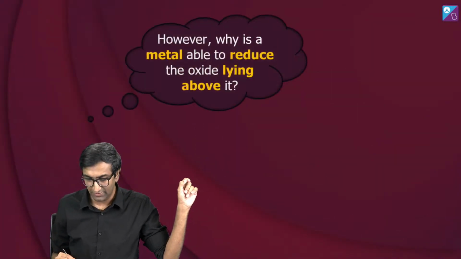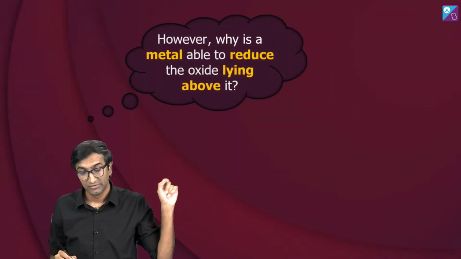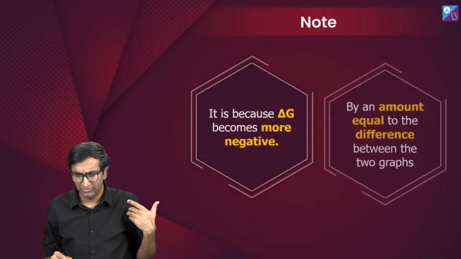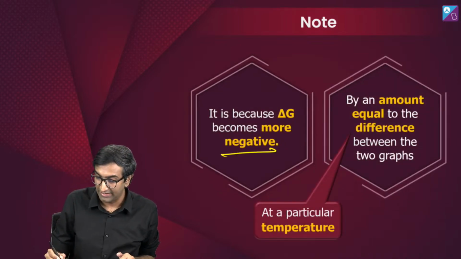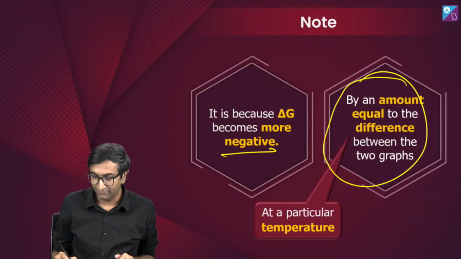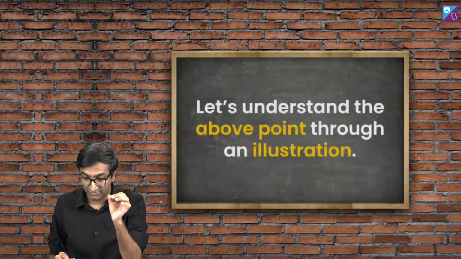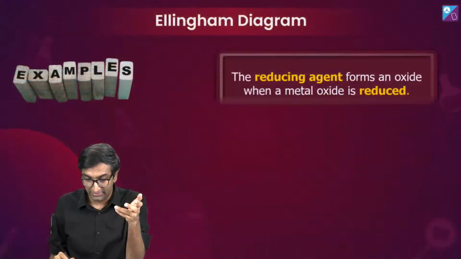That's it. So that was very interesting. But क्यों, how is this possible? मैं आपको डिटेल में समझा ही चुका हूँ, right? Delta G becomes more negative by a difference between these two graphs at that particular temperature. Okay? So you can look at it another way with an example.